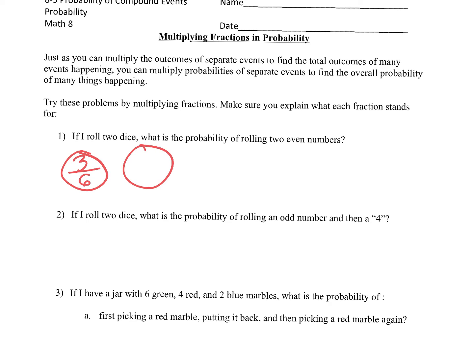Here's my next event. I have 3 over 6, and I multiply those. Both of those fractions, 3/6, can be reduced to 1/2. So I multiply the two probabilities, 1/2 times 1/2. 1 times 1 is 1. 2 times 2 is 4. And the probability of rolling 2 even numbers is 1 out of 4. There's my answer.